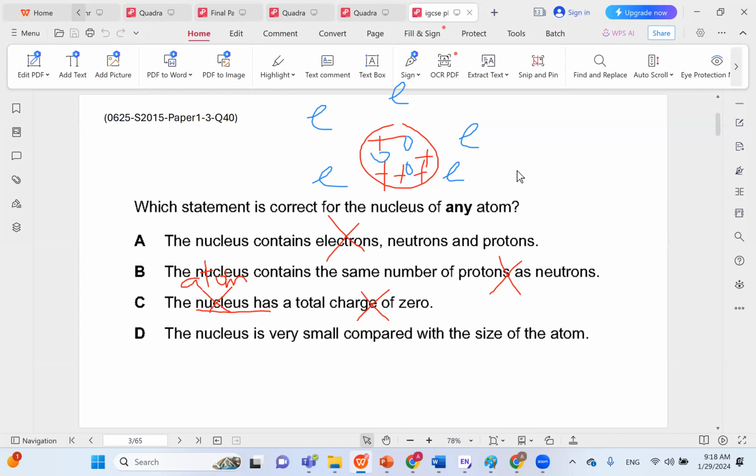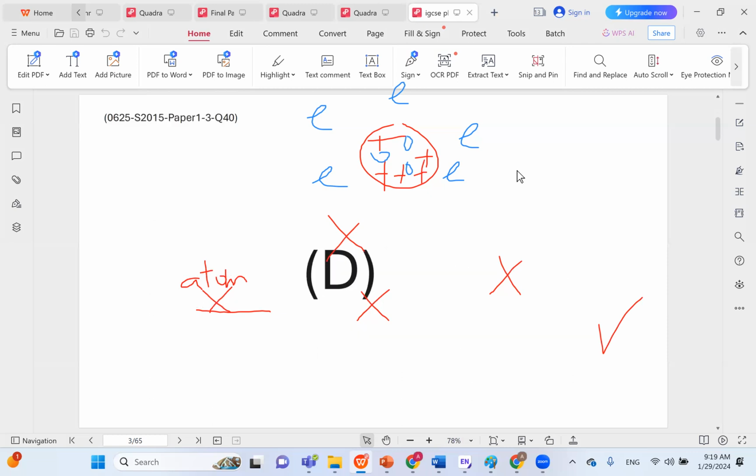The nucleus is very small compared with the size of an atom. This is actually correct. It's like a soccer ball in a football field. This is the relative size. If you have a football field and you have just one ball in the field, this is the nucleus and this is the atom. So D is the correct choice here.